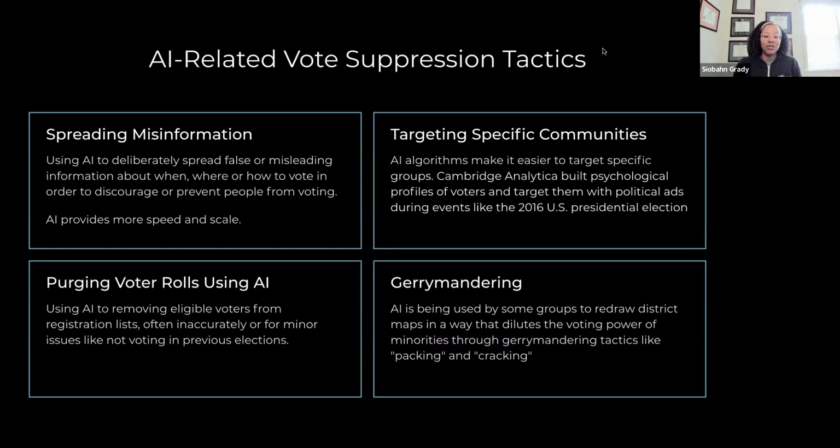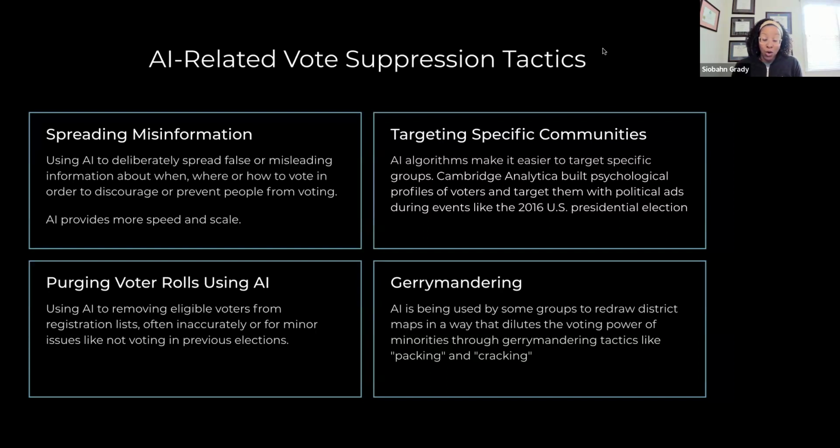Also, when we think about purging voter rolls using AI, when we use AI to remove eligible voters from registration lists. And again, we don't want people to be frustrated. We want people to be able to go and do what they need to do. So if there's inaccuracy using the technology, minor issues like that can happen and cause people not to be able to vote. And then also gerrymandering, which is a big, big thing. AI is also being used by some groups to redraw those districts for mapping purposes, so folks will know where to go to vote. But it's done in a way that dilutes the voting power of minorities through gerrymandering tactics like packing and cracking.